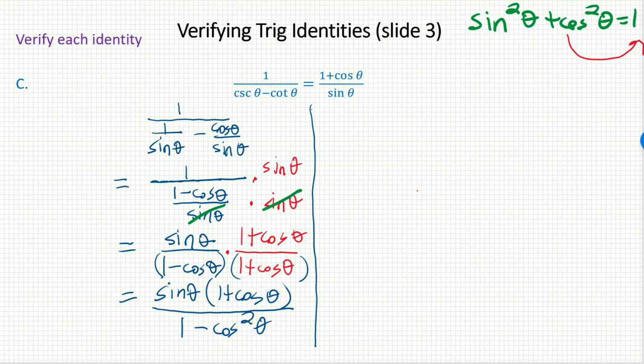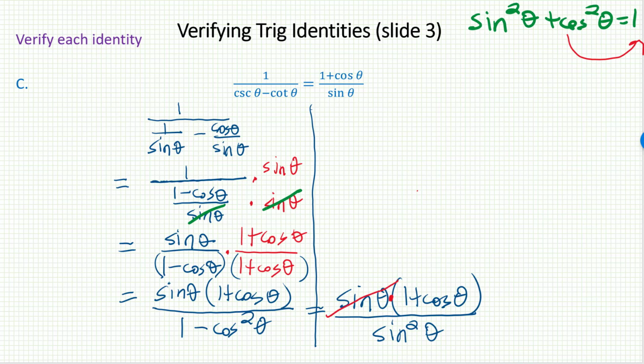So in my next step, which I'll continue over here, the numerator doesn't change, but 1 minus cosine squared theta is sine squared theta. Well, do you see why it was a good idea that we didn't multiply out the top? The top is in a factored format. So is the bottom. Sine squared theta means sine theta times itself. Well, I have a common factor there I can divide out.